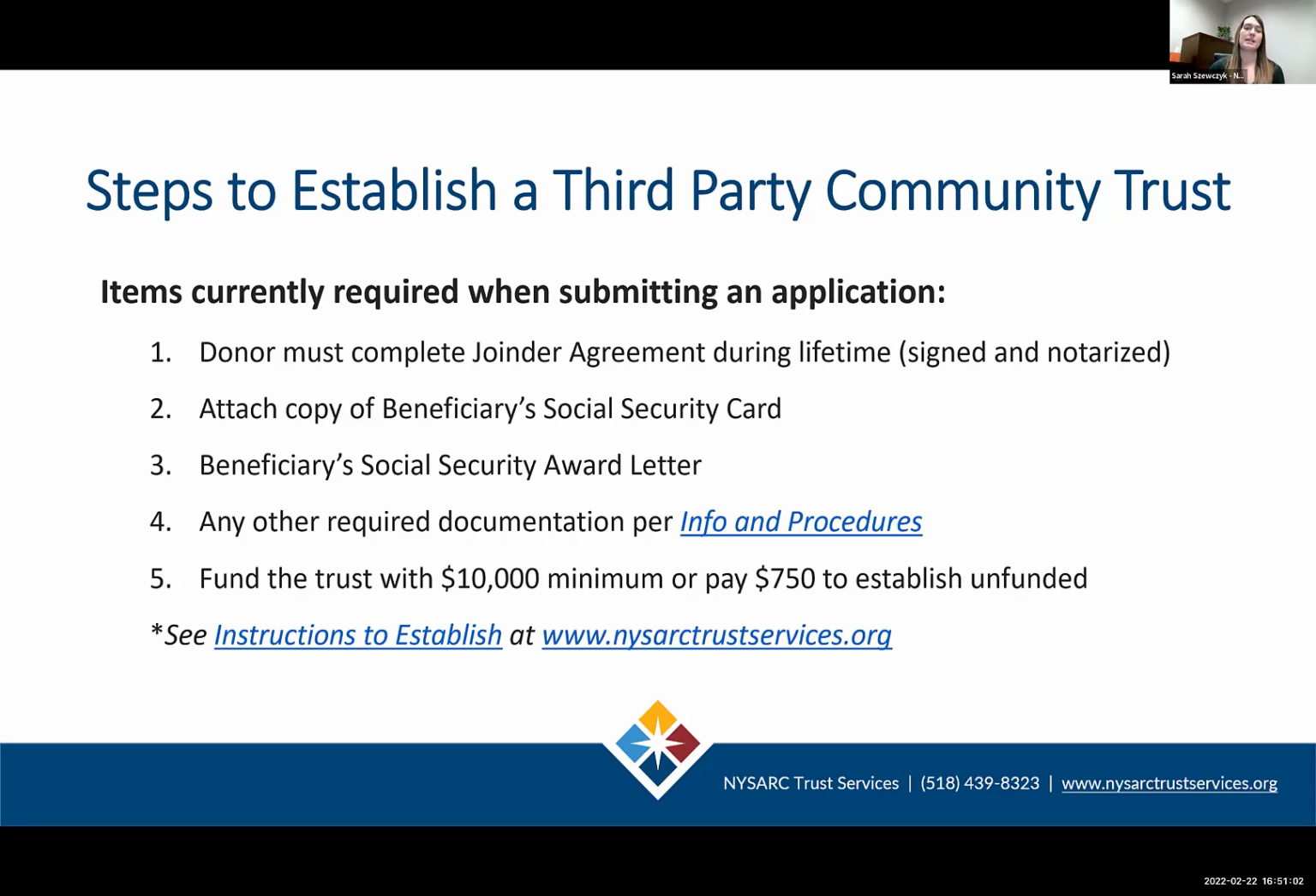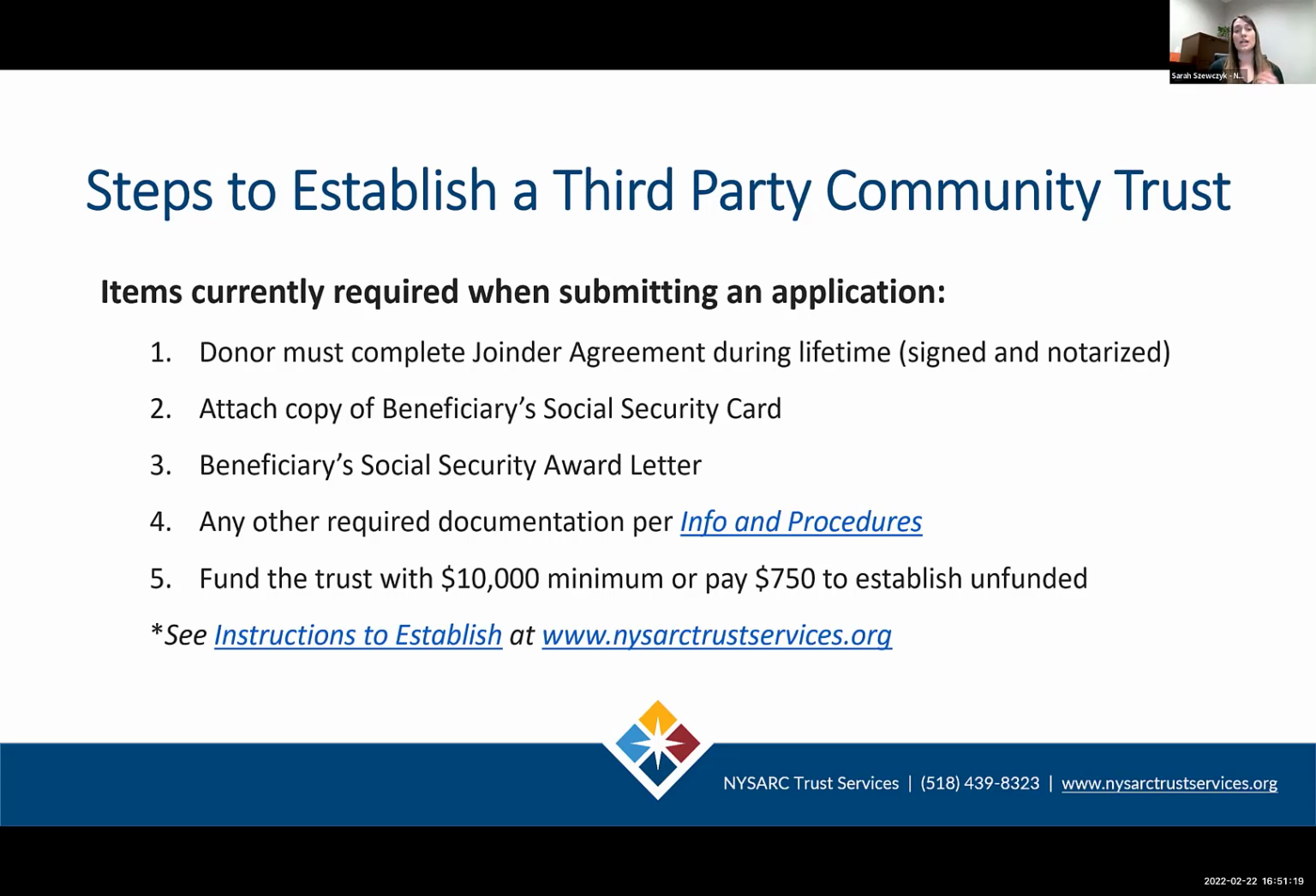And all of that is detailed in the information and procedures document for this trust. So we encourage you, we will be sharing copies of these slides following today's training. There's a link here, you can click directly to it or go to our website. All of these documents are available there as well.